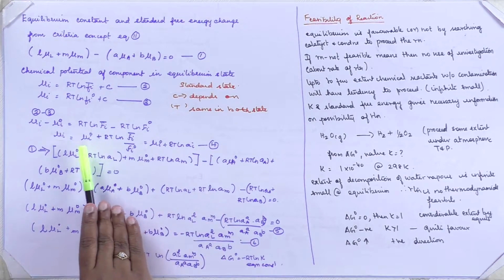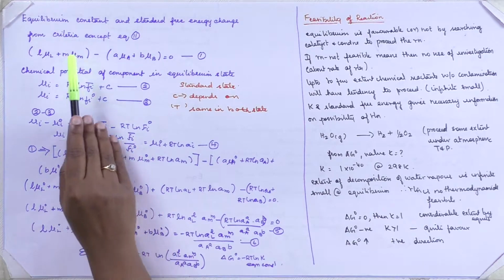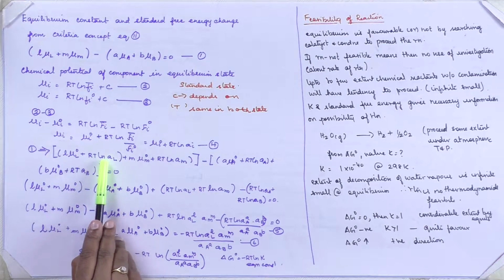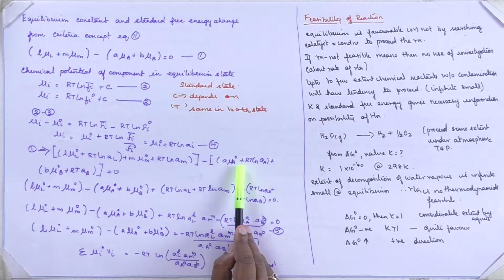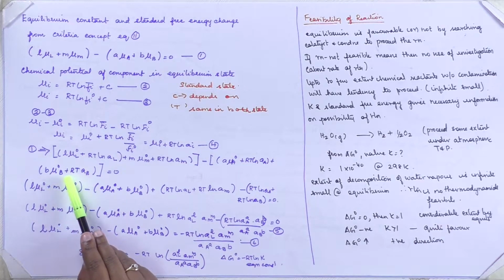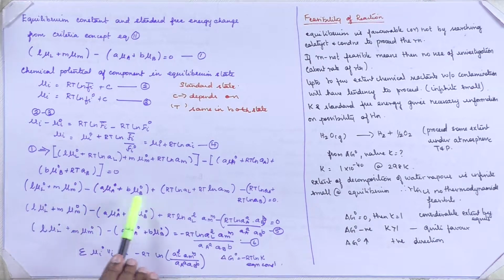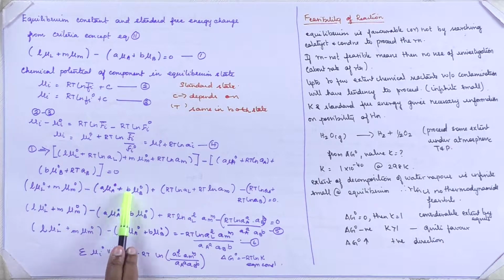Now, we need to expand the equation and substitute in the place of mu I the following expression. In the equation given in equation 1, we substitute and we get L mu L naught plus RT ln AL plus M mu M naught plus RT ln AM minus A mu A naught plus RT ln AA plus B mu B naught plus RT ln AB, which is equal to 0. Now, we need to multiply the terms and subtract. So, we get the whole equation as L mu L naught plus M mu M naught minus A mu A naught plus B mu B naught plus RT ln AL plus RT ln AM minus RT ln AA plus RT ln AB, which is equal to 0.